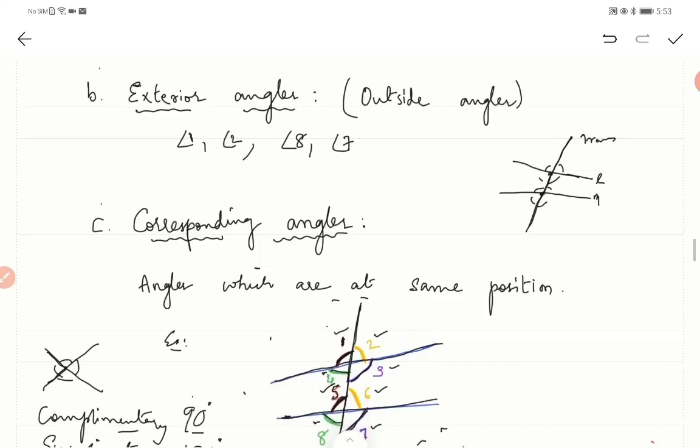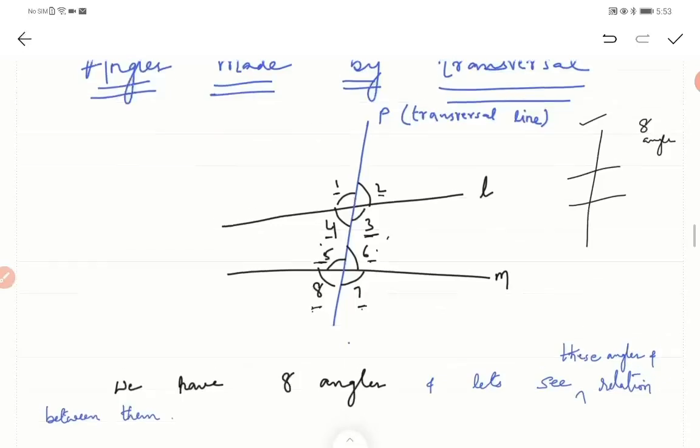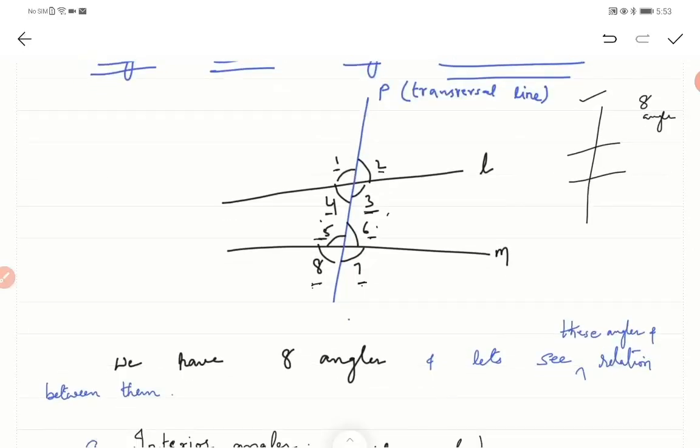So in this angle formation, you are again going to get different types. Angles which are exterior, that is outside angles, isn't it? So what are exterior angles? Exterior angles are 1, 2, 7, 8, isn't it? What about interior angles? These are your 4, 3, 6 and 5.